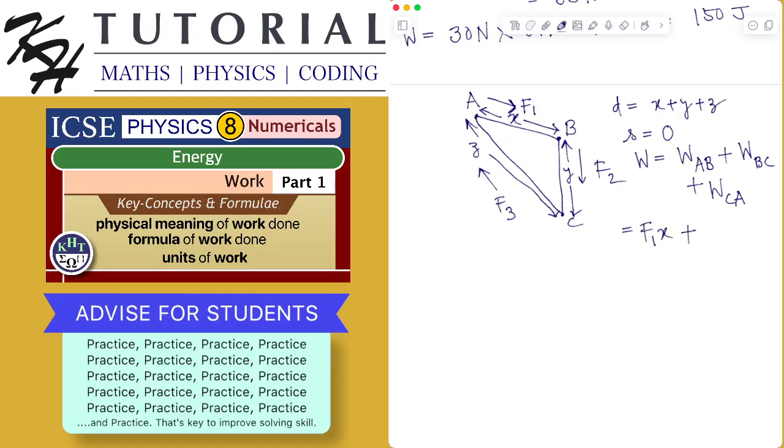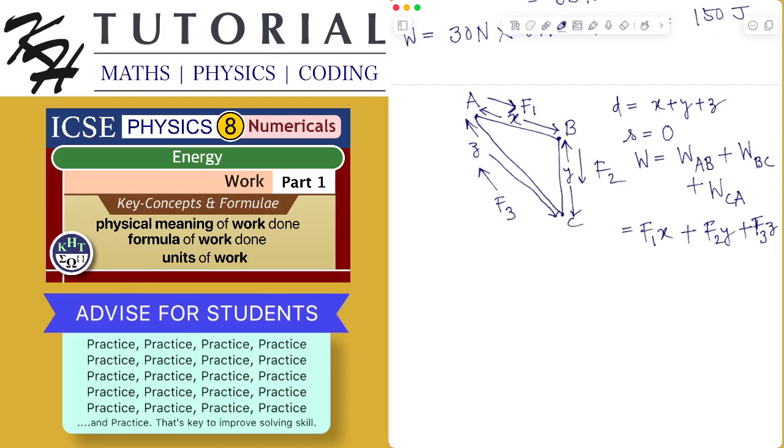And what is WBC? The work done by the force F2, which causes the body to be displaced by y distance. So it will be F2 y. And finally the work done in moving the body from C to A will be F3 z. So this is the total work done by the three individual forces F1, F2 and F3, where the body was moved from A to B, then B to C, and then C to A.